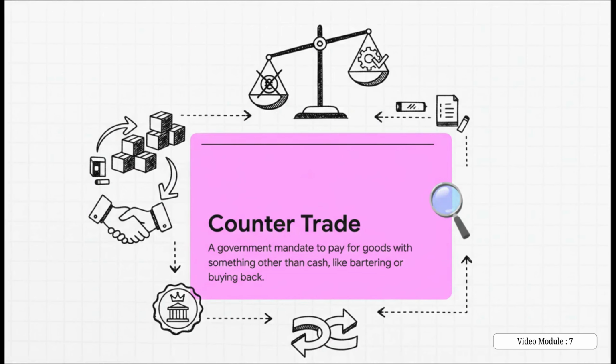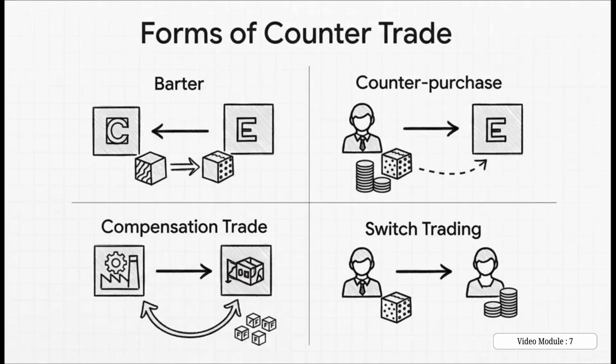And then you have this really fascinating concept called countertrade. This is essentially business without any money directly changing hands. It's a formal system where goods are paid for with other goods or services, and it's often required by governments. And this is way more than just simple bartering. For example, in what's called a compensation trade, a company might sell machinery to a factory, but part of the deal is that they have to buy back some of the products that are made with that same machinery. These can be incredibly complex arrangements.